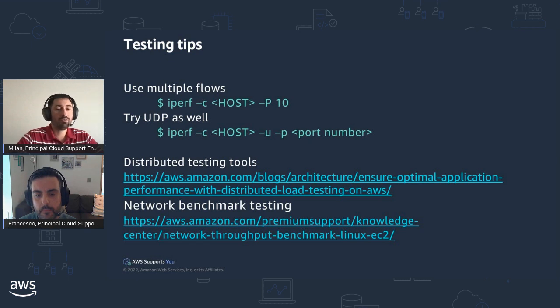And Francesco has already shared we have a very specific link about network throughput benchmark for EC2 Linux instances. So I highly recommend checking that one out because it gives you a lot of in-depth about what can be done. And I've seen that we've mentioned FIS, which is Fault Injection Simulator.